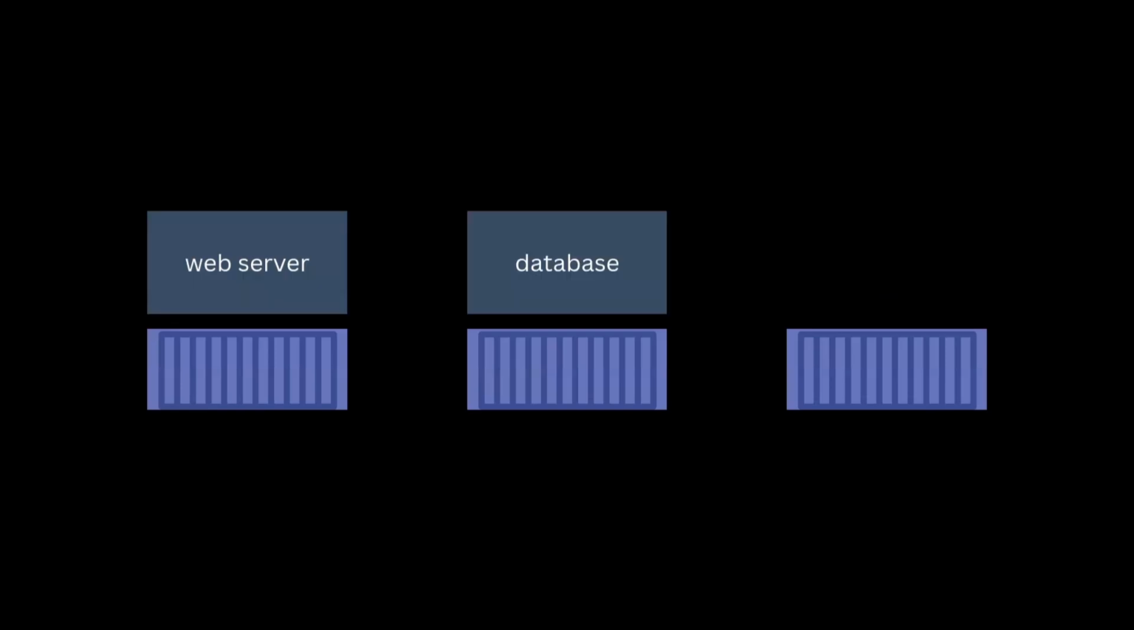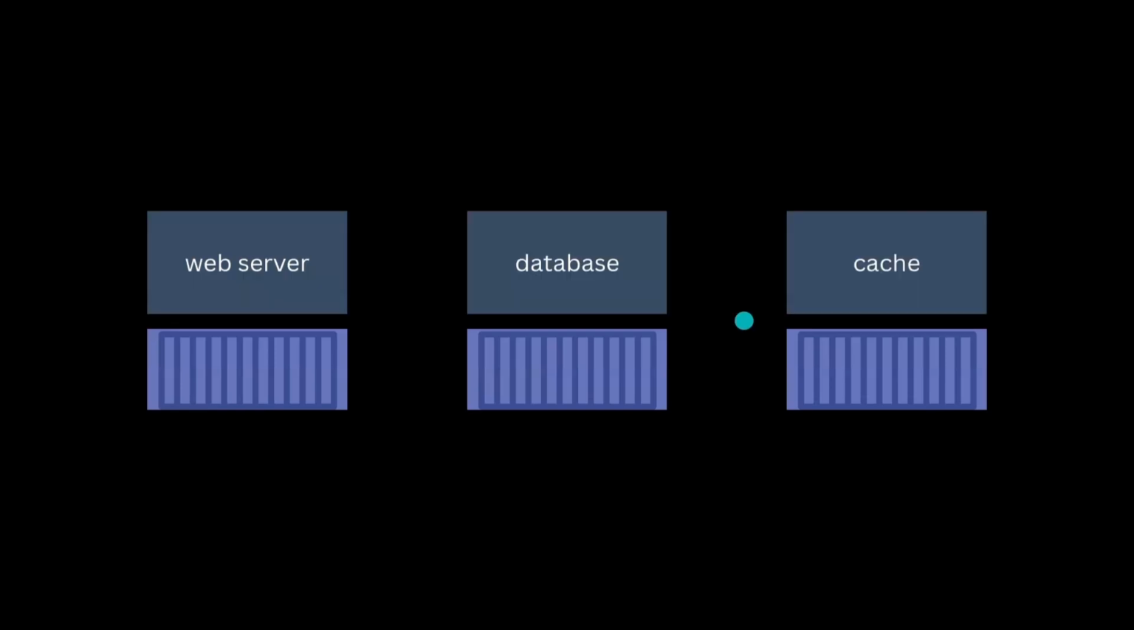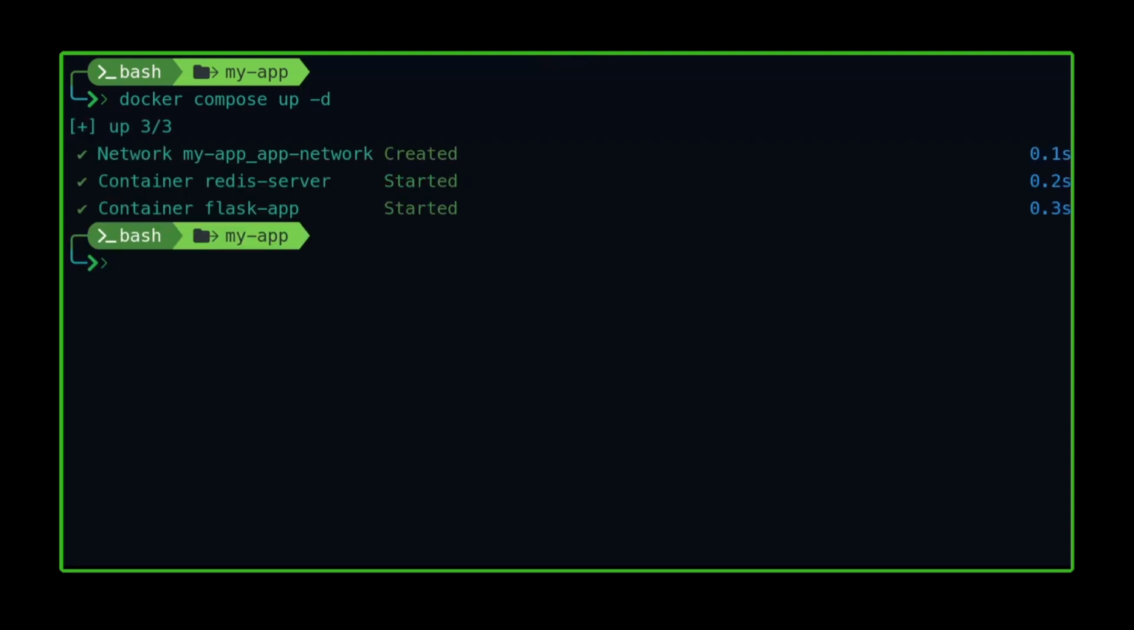Modern applications often consist of multiple containers, such as web servers, databases, and cache. Managing each container individually can quickly become complex. Docker Compose simplifies this by allowing you to define and manage a multi-container application using a single YAML file.